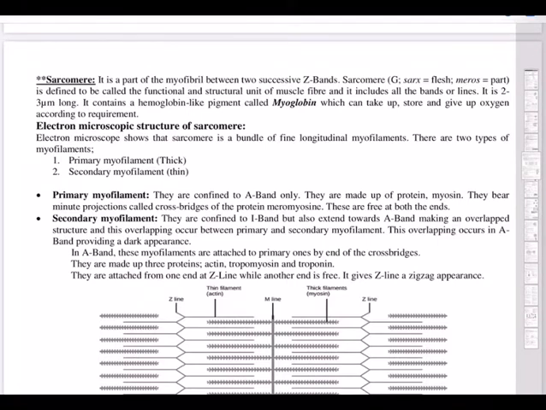It contains a hemoglobin-like pigment called myoglobin. See, in blood we have hemoglobin, in muscle we have myoglobin, which can take up, store and give up oxygen according to the requirement.